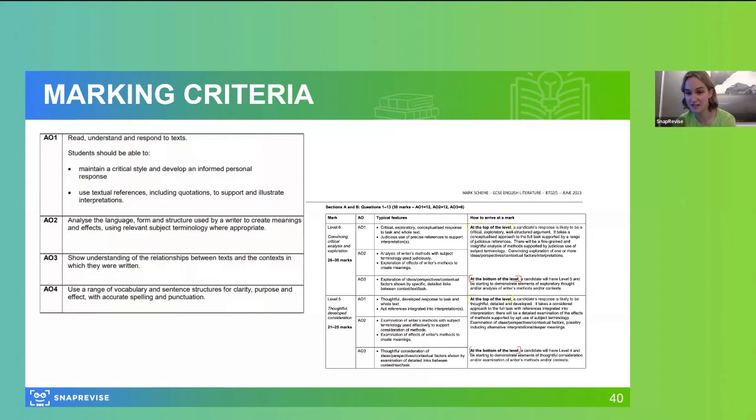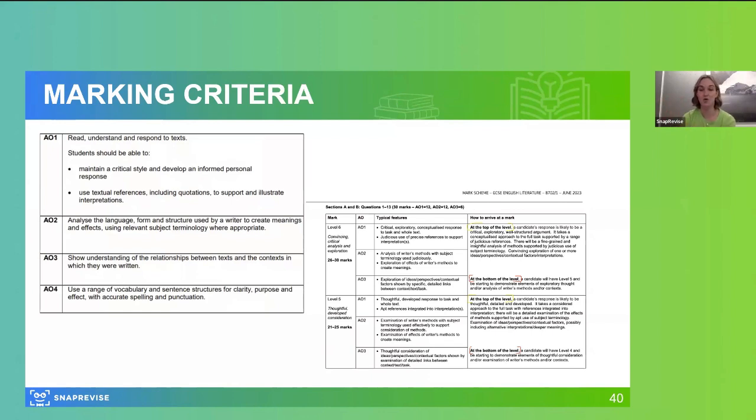So, if we look at a level 6 answer, it's likely to be critical, exploratory, well-structured. It is a conceptualized approach to the task with a range of references. It's got insightful analysis of the methods, supported by judicious use of subject terminology. So again, getting in your terminology, your literary devices, and it explores one or more ideas, perspectives, contextual factors, interpretations.